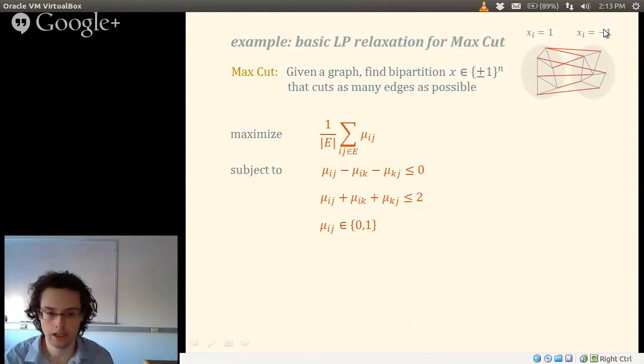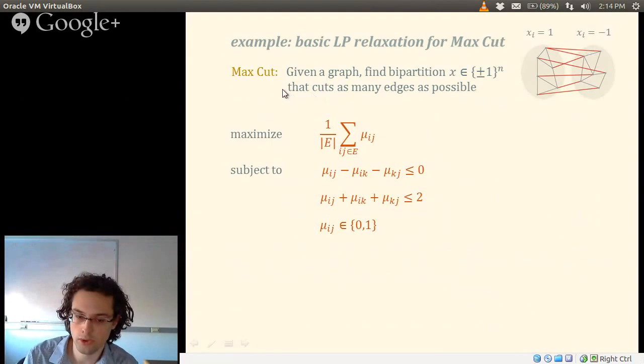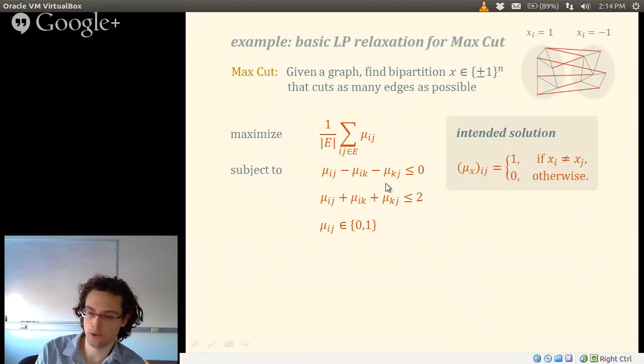And then you can consider this problem equivalent to the following optimization problem. You want to maximize this linear function in mu ij subject to these linear constraints and subject to the constraint that mu ij is either 0 or 1. The intended solutions for this problem are, for every bipartition, the vector mu x sub ij, which is 1 exactly if i and j are on different sides of the cut. And for this intended solution, the objective value is exactly equal to the fraction of edges that are cut by the bipartition.